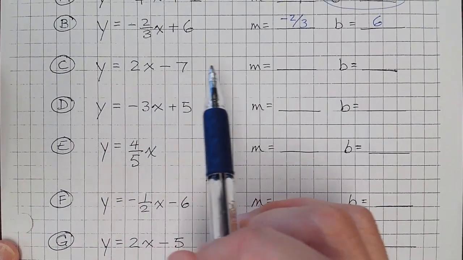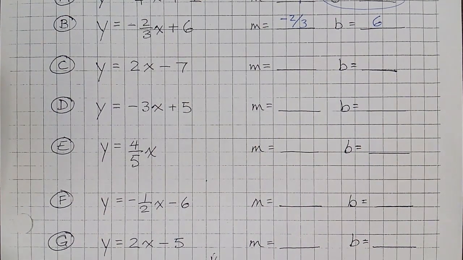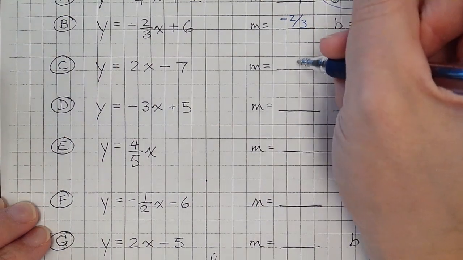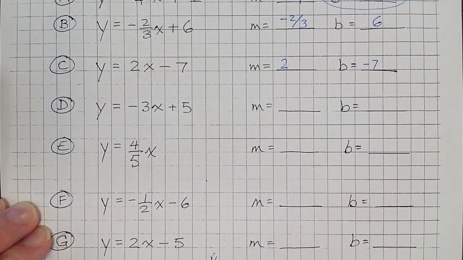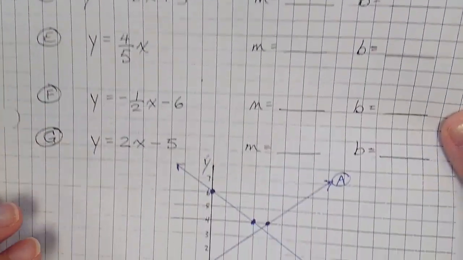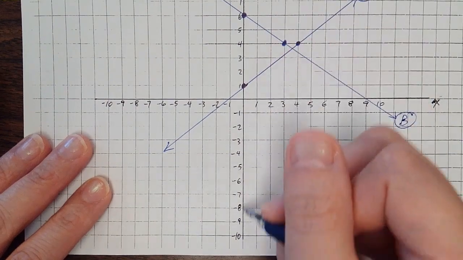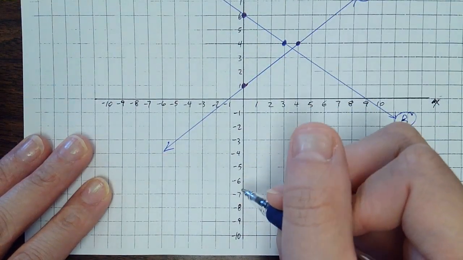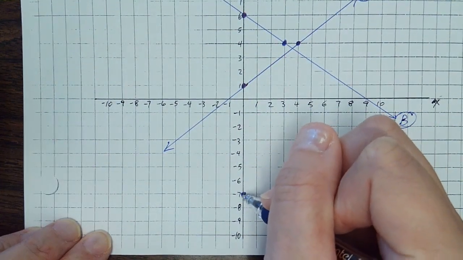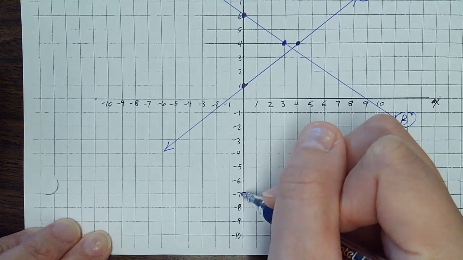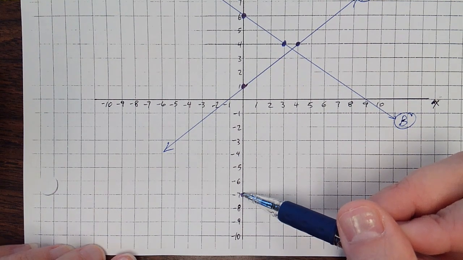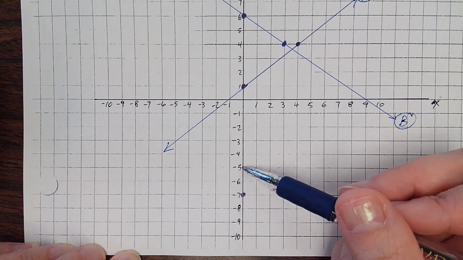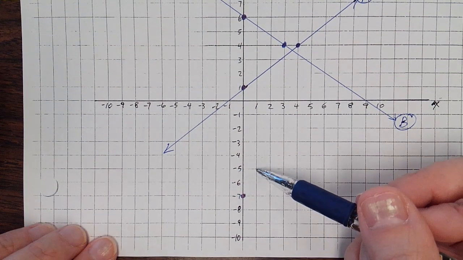What's my slope? What's my y-intercept? Maria? It's 2, and then your B is negative 7. Good. Okay. Plot that negative 7. So plot the negative 7 on my y. So which is right here. And then a slope of 2. What does that mean? What do I do from this point? Okay. Go up 2. And then over 1. That's right. Because 2 is the same as 2 over 1.